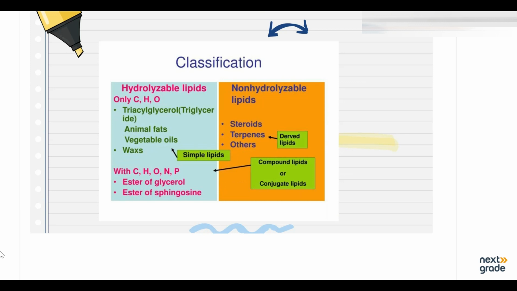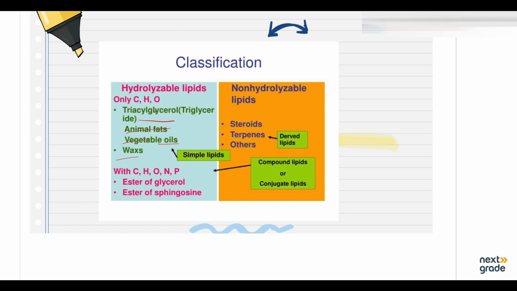Now, the classification of lipids. Lipids are basically of two types. One is hydrosoluble lipids and the other is non-hydrosoluble lipids. The hydrosoluble lipids include the triacylglycerol, that is this. Then it includes animal fats, vegetable oils and waxes, right?